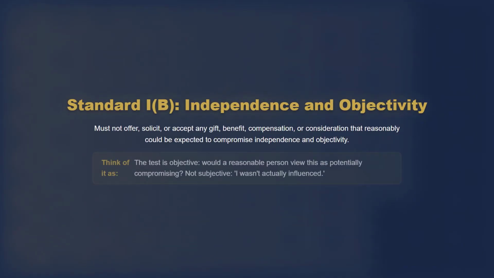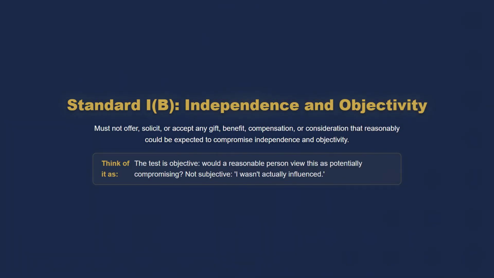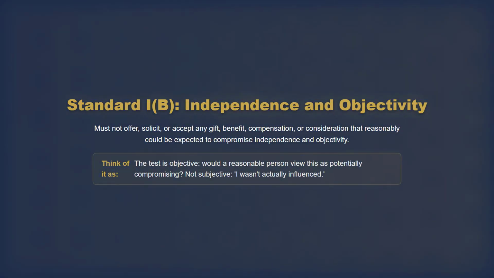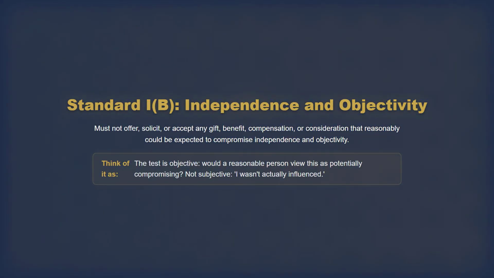Here is the exact text of Standard IB, word for word as the exam tests it. Members and candidates must use reasonable care and judgment to achieve and maintain independence and objectivity in their professional activities. Members and candidates must not offer, solicit, or accept any gift, benefit, compensation, or consideration that reasonably could be expected to compromise their own or another's independence and objectivity.